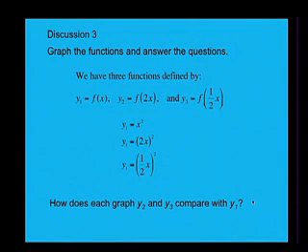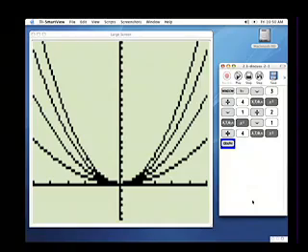Let's explore horizontal stretches and compressions. We have in front of us three functions, which are defined by y sub 1 = f(x), y sub 2 = f(2x), and y sub 3 = f(1/2 x). We're going to graph these and check out how each graph compares with the original y sub 1 = x squared. To do that, we are going to switch over to our graphing calculator software. So let's take a look at that.